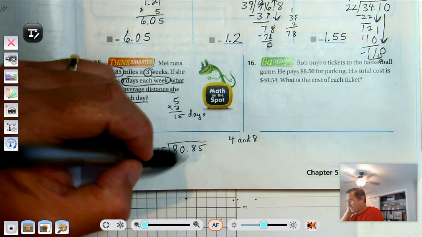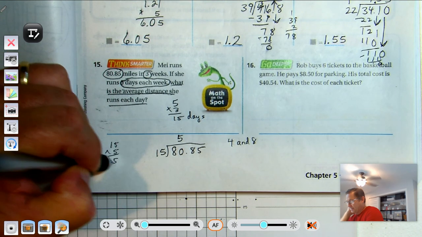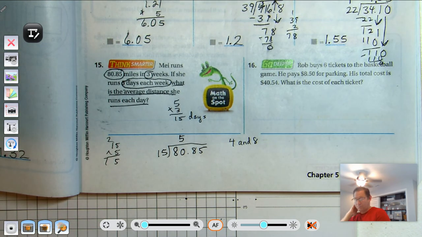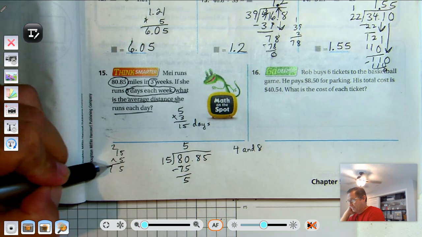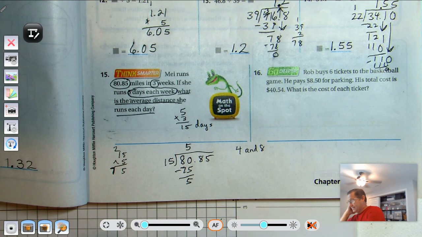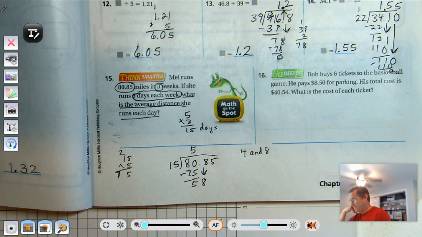Well, 15 times 5, what is that? That's 75. That's pretty close. Okay, so subtract, we're left with 5. We need to bring down the 8 tenths. And 58 divided by 15. Well, I know it's not 5. It's got to be less than that.